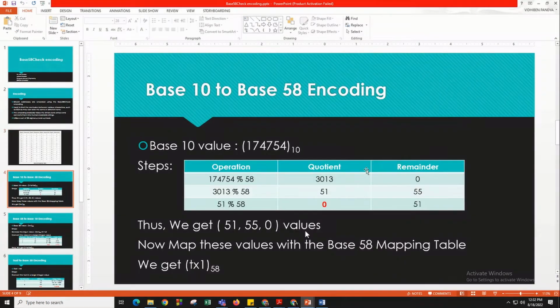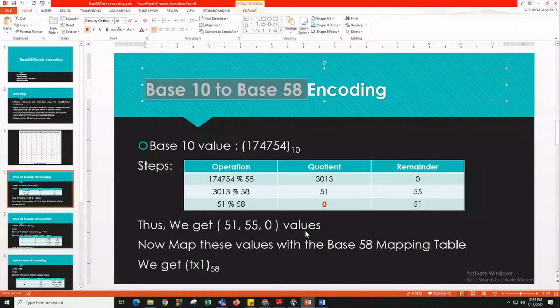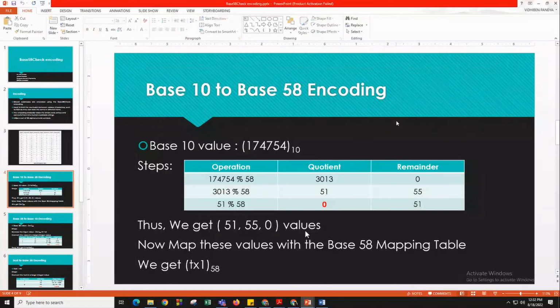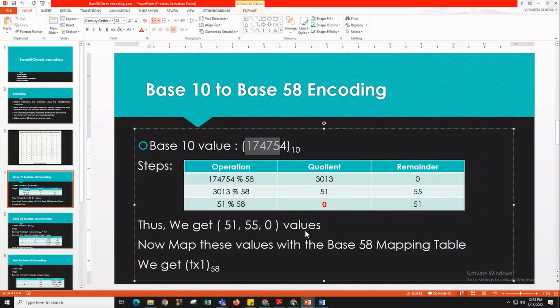We are going to discuss today how the calculation is done for encoding as well as for decoding. Okay, this is the only sum in your chapter, no other sum will come, and it is a very easy sum. So the first example: we are going to convert base 10 to base 58. We have to encode; the input is given in base 10, which we are going to convert into base 58. Let's say the input value given to us is 174754. The base is 10, that is, a decimal value is given to us. So how can we convert it into base 58?